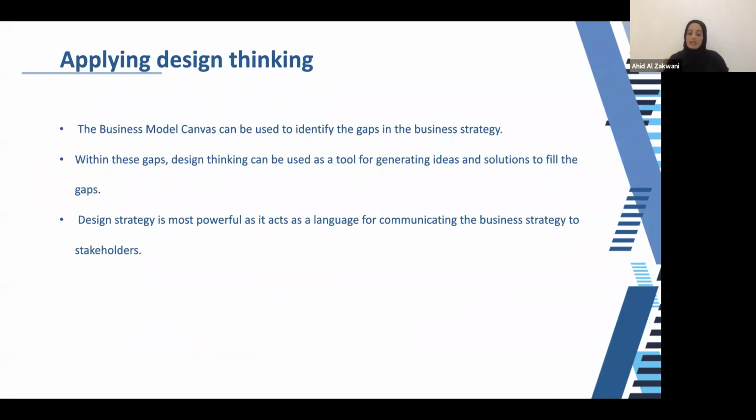So applying the business model canvas is really important to identify some gaps. Whenever you apply or implement it, you will know that there are some gaps that you have to fill in or cover. So design thinking is the right methodology and the right process that you will have to use in order to cover these gaps.